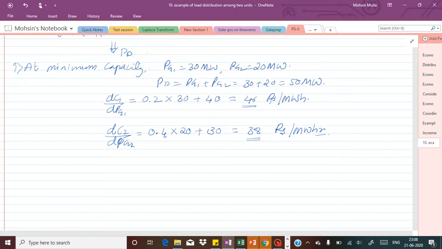Now generator 2 will be operating at the minimum capacity, so it will have a cost of 38 rupees, while generator 1 has a cost of 46 rupees. So generator 1 has to be kept at the same value of 30 megawatt until the incremental cost of the second generator is increased by loading, and the incremental cost of generator 2 is also equal to 46 rupees per megawatt hour.